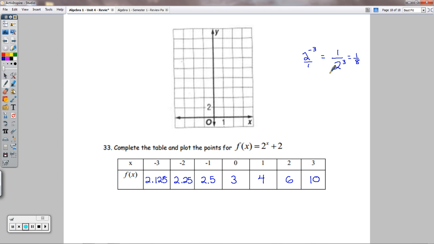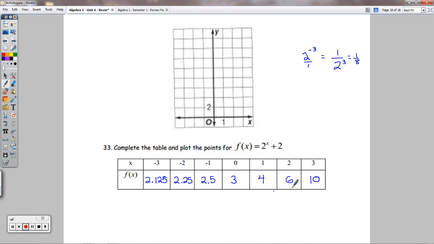We're adding 1/8 to 2. So 1/8 plus 2 is 2.125. If you do the same thing with -2, you get 1/4 instead of 1/8. You add 1/4 or 0.25 to 2, you get 2.25. Same thing happens with -1, that'd be 1/2 plus 2 or 2.5. Anything to the 0 power is always 1, so you'd have 1 plus 2 here for 3. 2 to the first is 2, 2 plus 2 is 4. 2 to the second is 4, plus 2 is 6, and then 2 to the third power is 8. 8 plus 2 is 10.